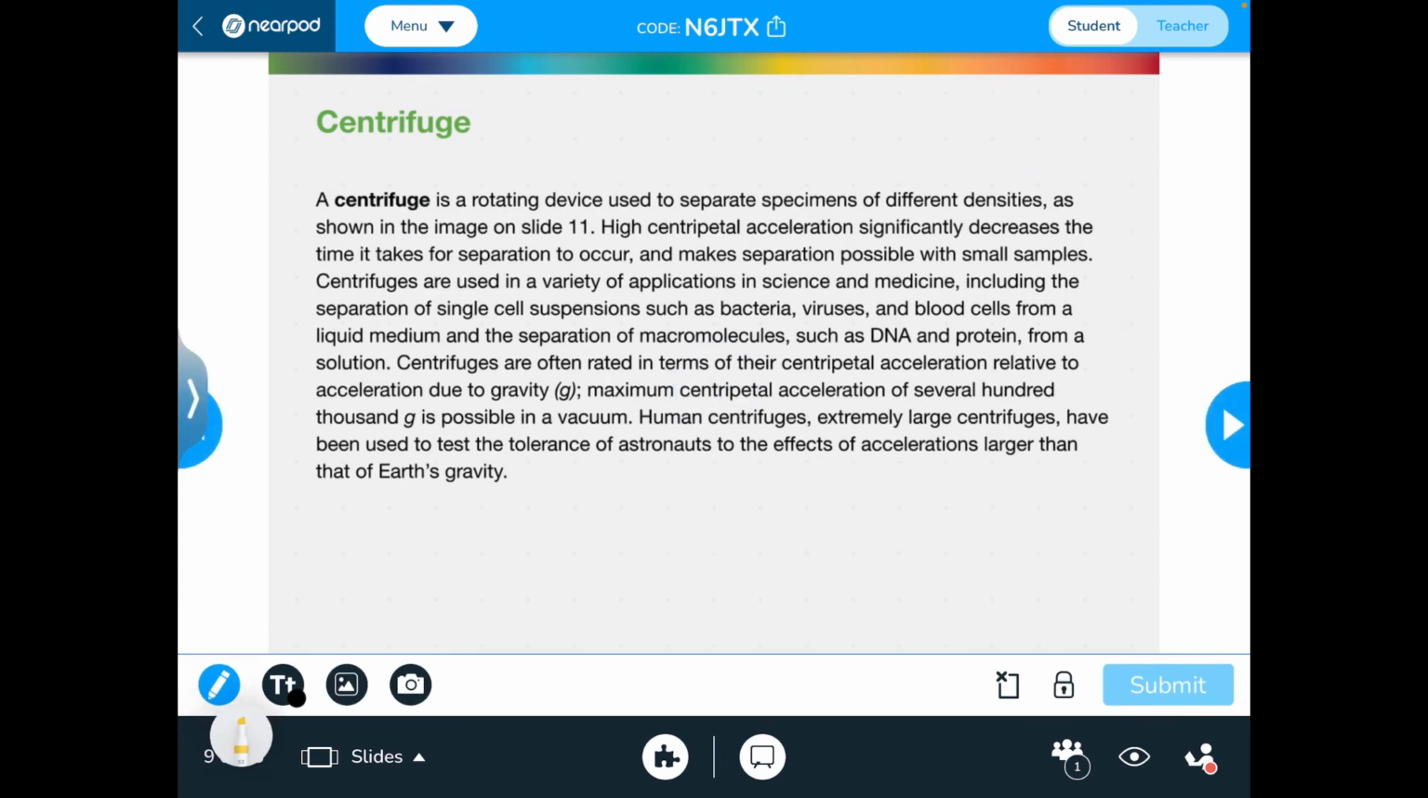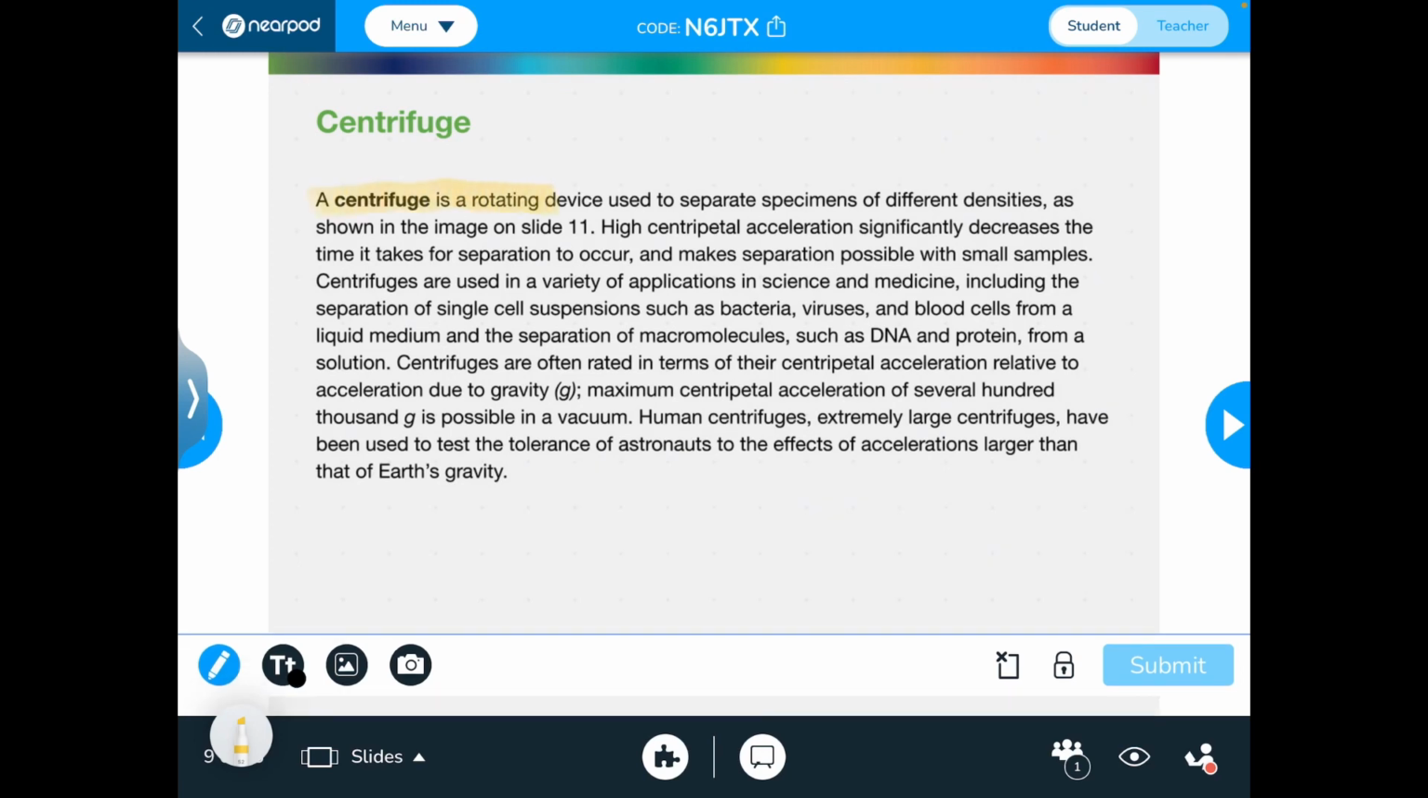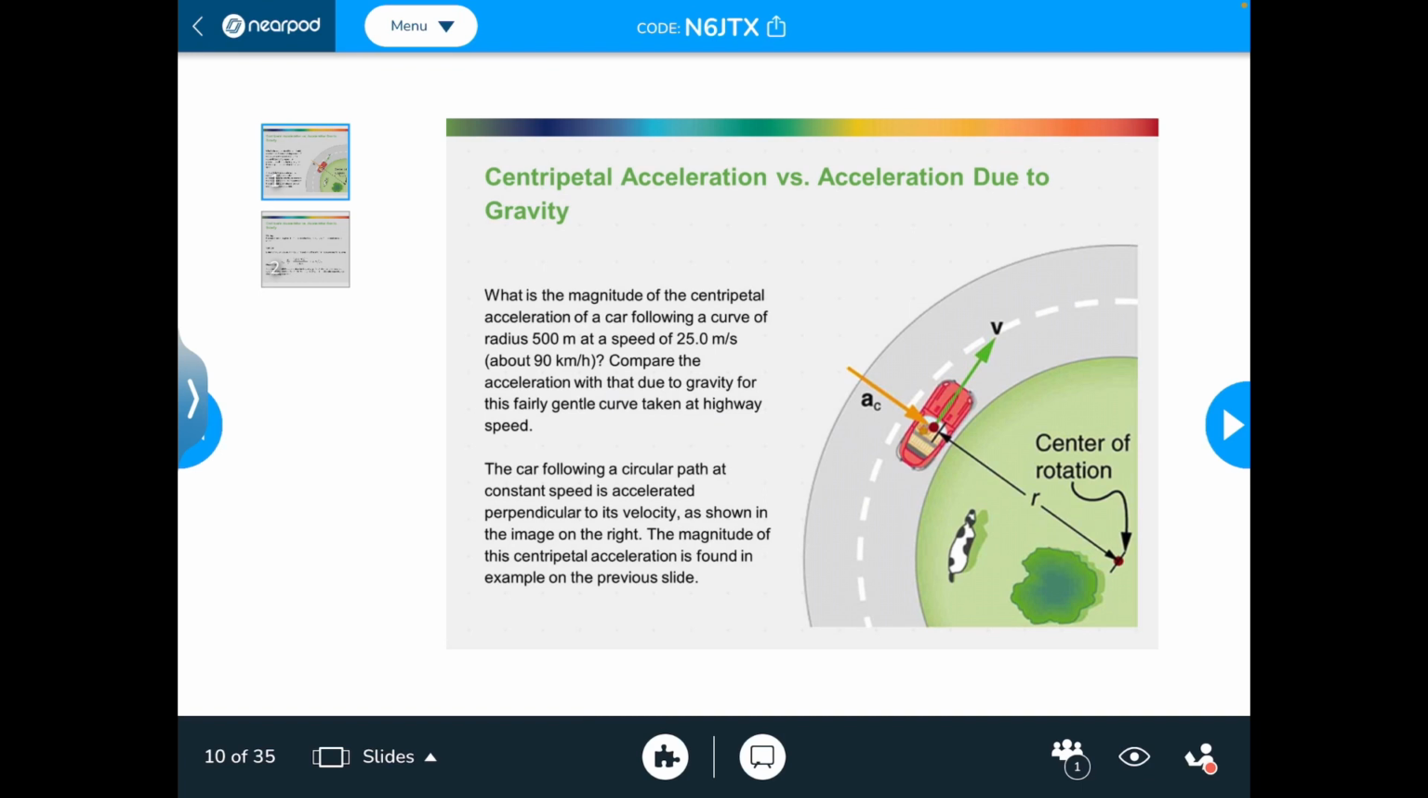So this next portion is going to bring in this thing called a centrifuge. We do want to write down what that is, so we know what it's talking about. It is a rotating device used to separate specimens of different densities. You can just cut it off there. And there's all kinds of these centrifuges too. We'll talk about a couple different versions of them in a minute, but we do have this problem here. So centripetal acceleration versus acceleration due to gravity. We have a couple of problems we're going to want to solve with this one.